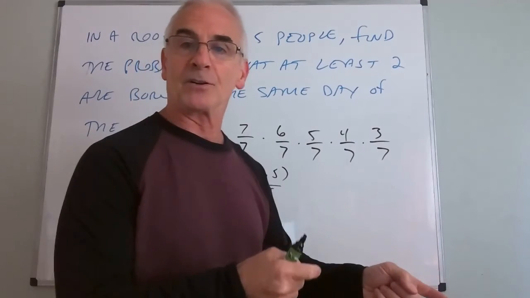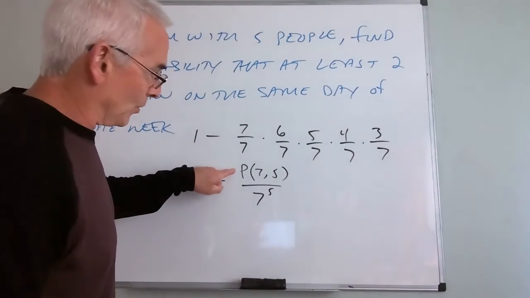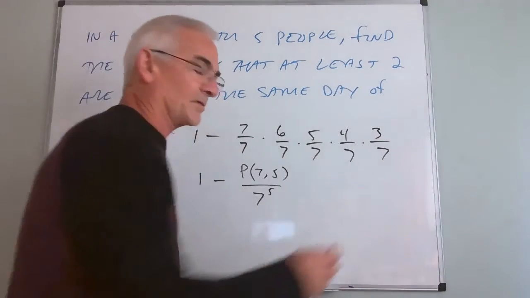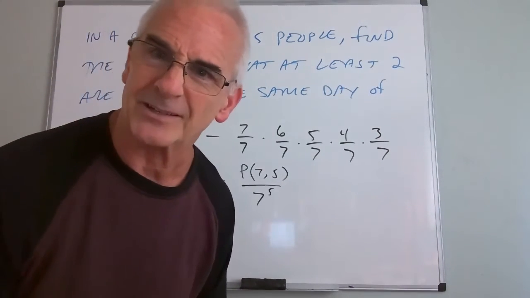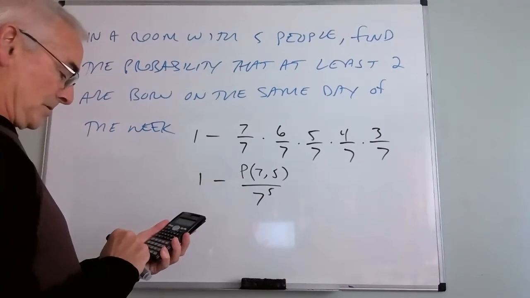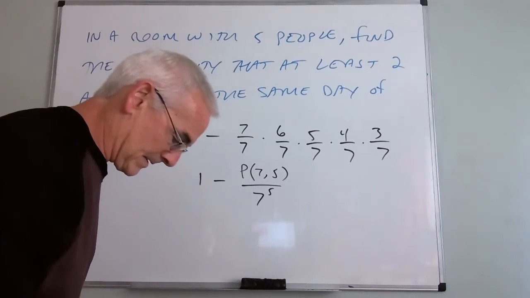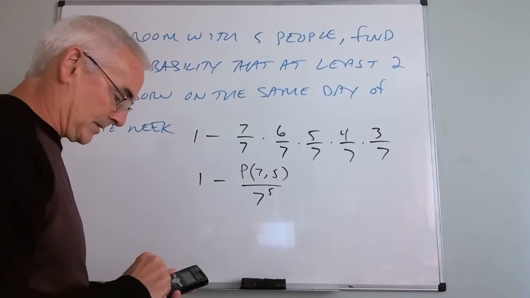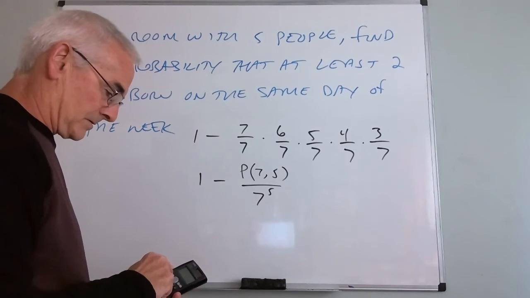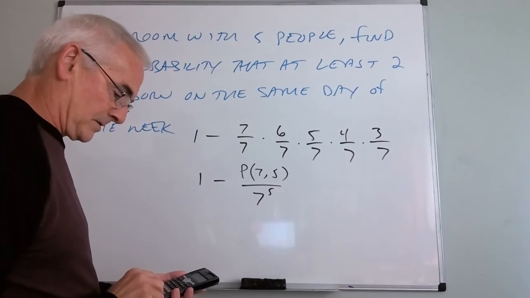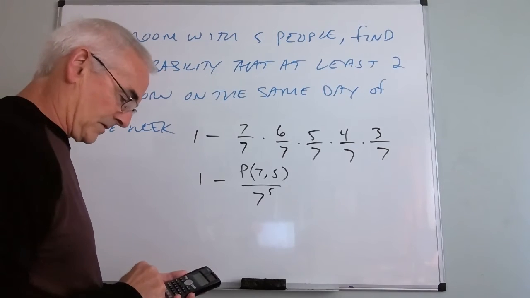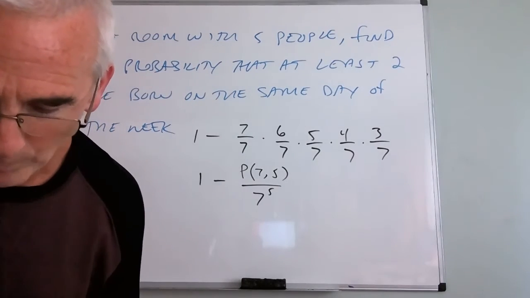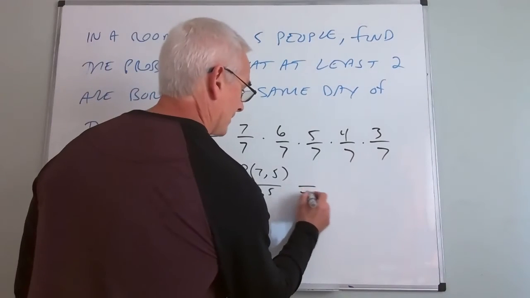I want you to do this as a calculator problem because sometimes these can get really big. So this is my numerator. I can use the permutation key on my calculator, in other words, or I can enter all these fractions. Both are correct. Entering all the fractions is very time consuming, so I'm going to do it like this. 1 minus 7P5 divided by 7 raised to 5. Very interesting answer. It's almost exactly 0.85.